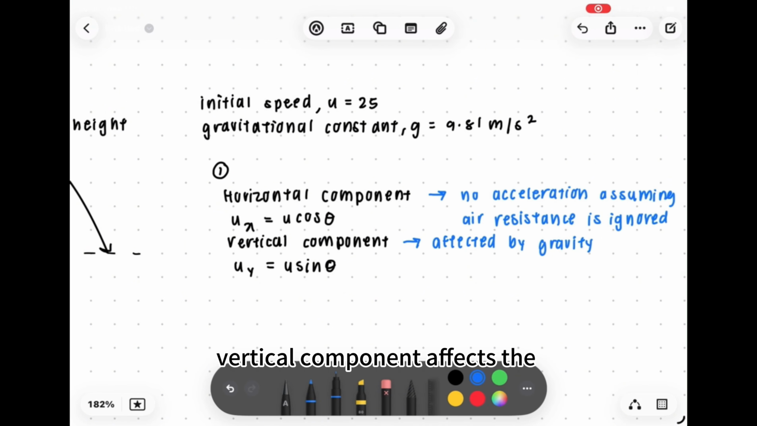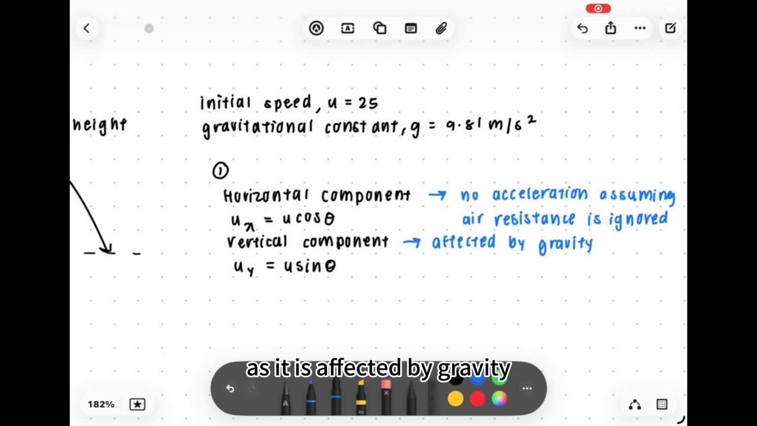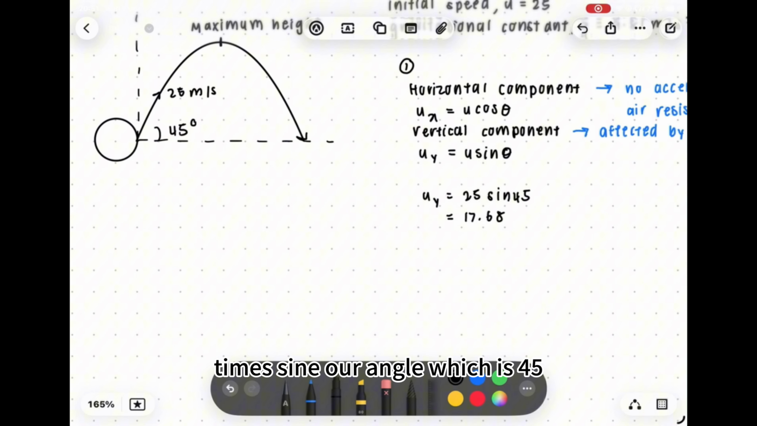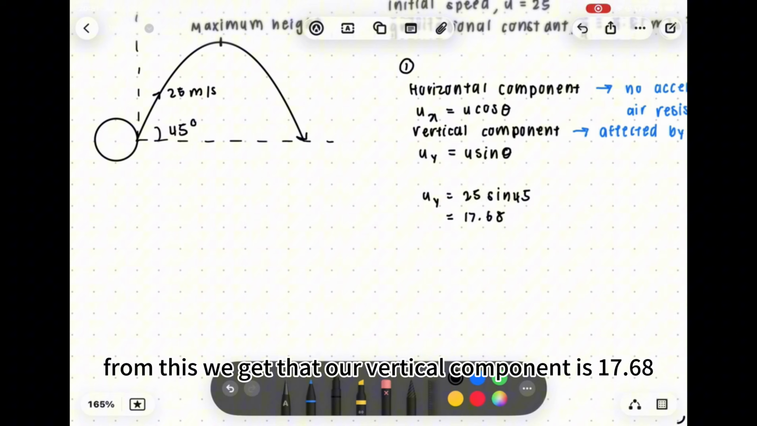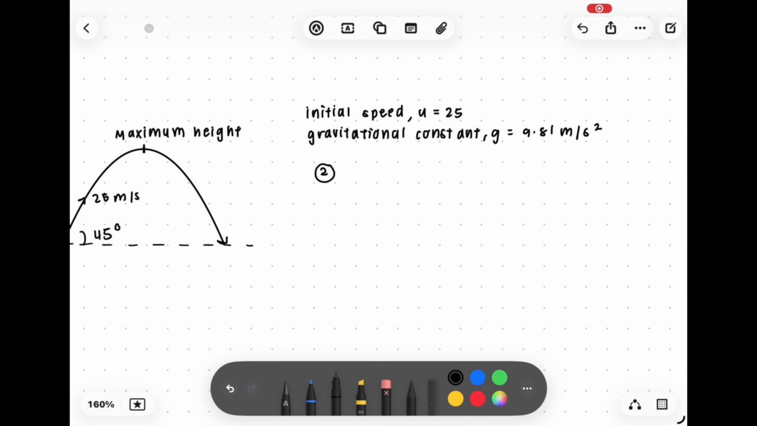Vertical component affects the maximum height reachable, as it is affected by gravity. For the vertical component, we can use the formula u sine theta. U is initial speed, so it will be 25 times sine our angle, which is 45. From this, we get that our vertical component is 17.68.